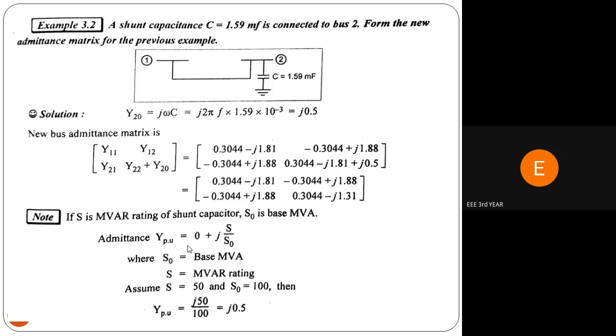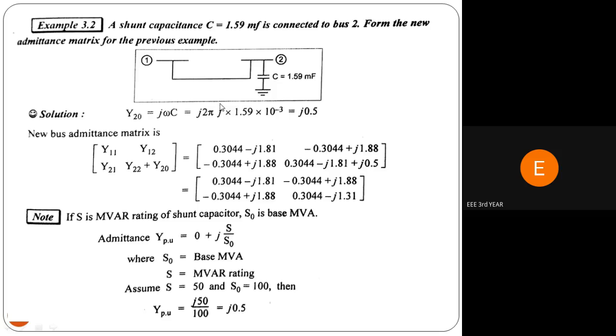for the previous example. Here you can understand we are adding an element, and that element is connected to bus 2. You have to consider the previous sum. In that previous sum, we are adding a capacitor, an element, to bus 2. For adding the element, as I said already, we have to add it with the admittance. So first we have to change the value of capacitance into admittance.